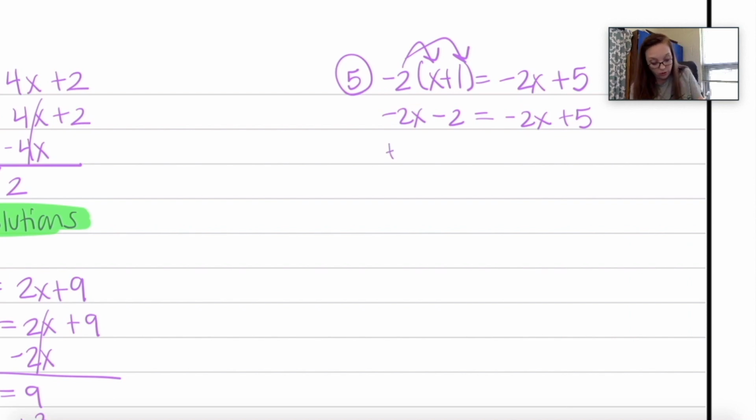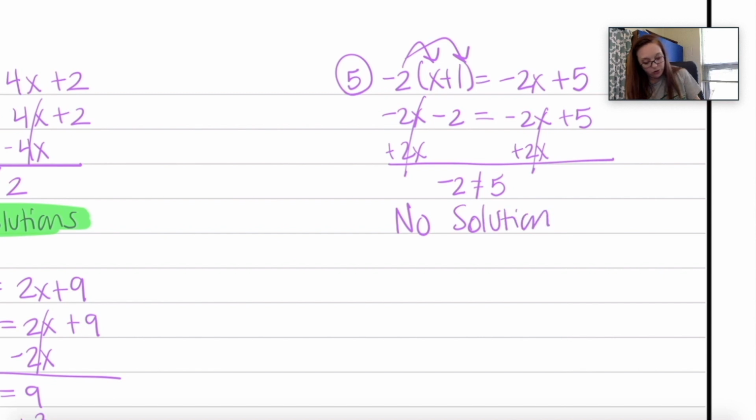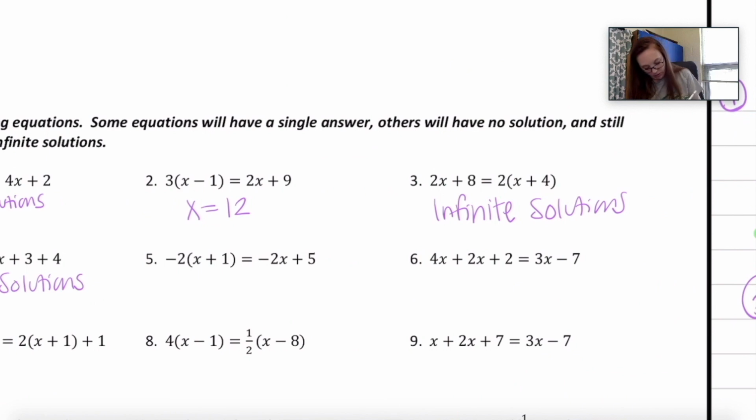Okay? So we're going to do that. And negative 2x plus 2x is 0. So that's negative 2. Another 0 equals 5. Now, does negative 2 equal 5? No. The variables canceled, but this time we're left with a statement that was not true. Negative 2 does not equal 5. So for this one, we say there is no solution. And what that means is there's not a value of x that would make the equation true. So no solution.